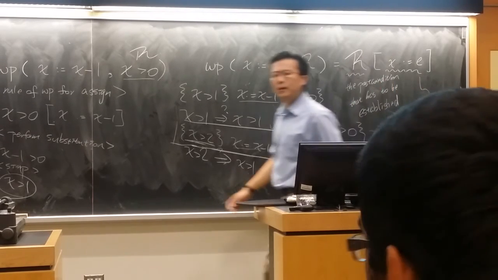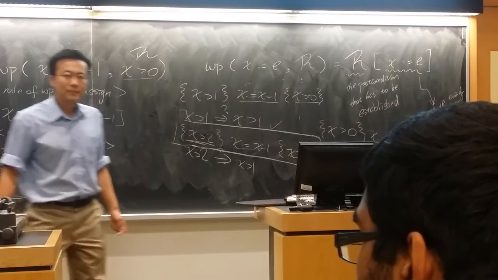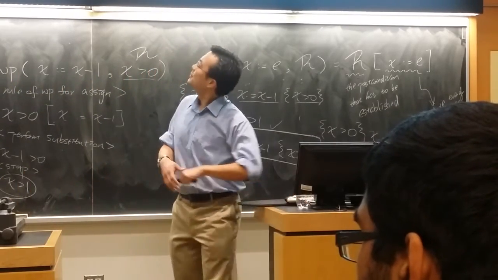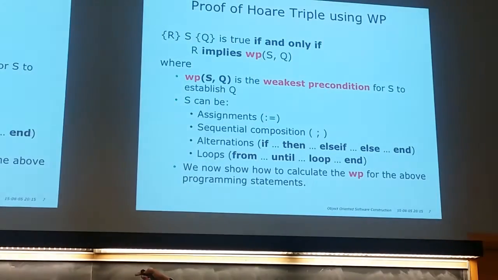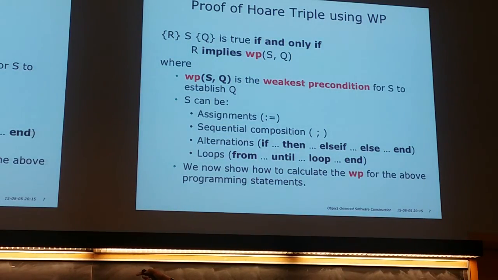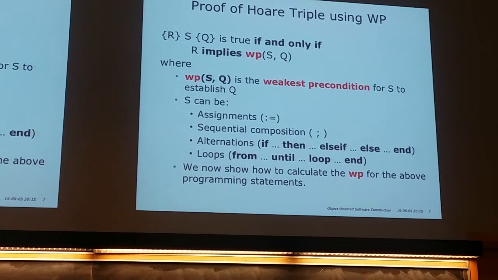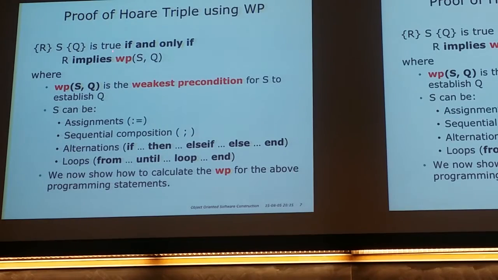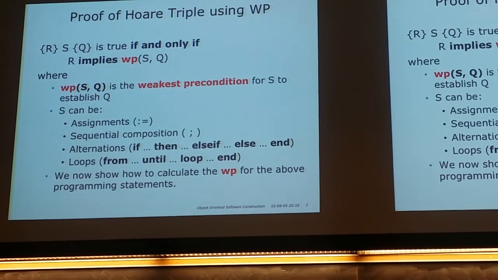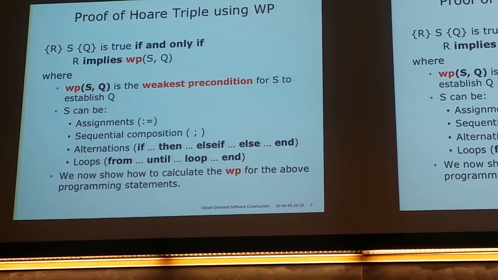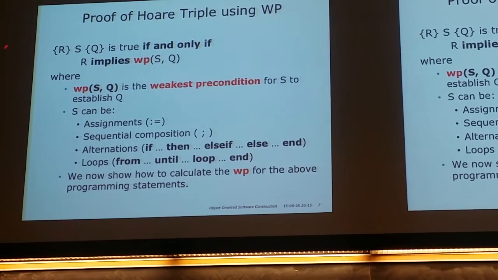Is this WPSQ? WPSQ is the weakest precondition. The way to read this is the weakest precondition for program S to establish the postcondition Q. Any precondition that is stronger than this WP would be okay. Otherwise, it's not okay.